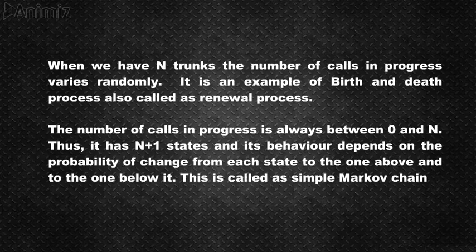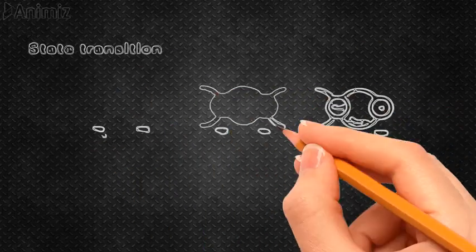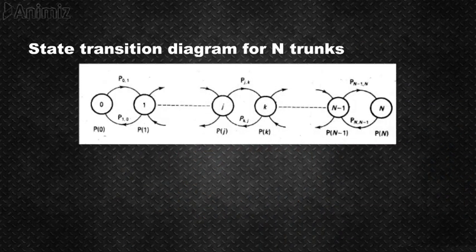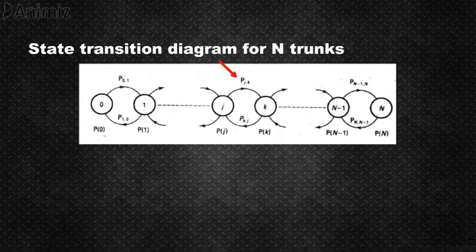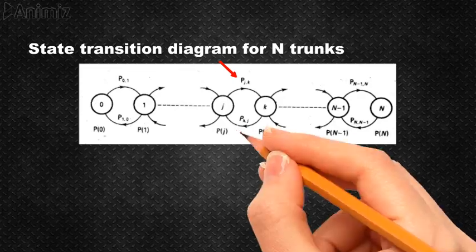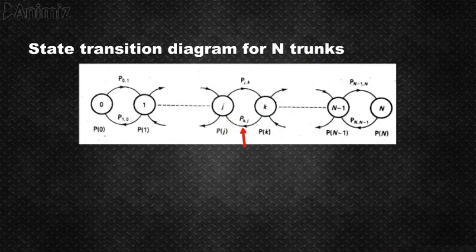We'll now discuss what a simple Markov chain is, and what its state probabilities and state diagram are. A simple Markov chain state diagram is shown in the figure for N trunks, where P of j is the probability of state j and P of k is the probability of the next higher state k. P j,k is the probability of state increase to k, that is the state transition probability, given that the present state is j and it makes a transition to k. P k,j is the probability of decrease to j given that the present state is k. So from k, what is the probability that it will make a transition to j?